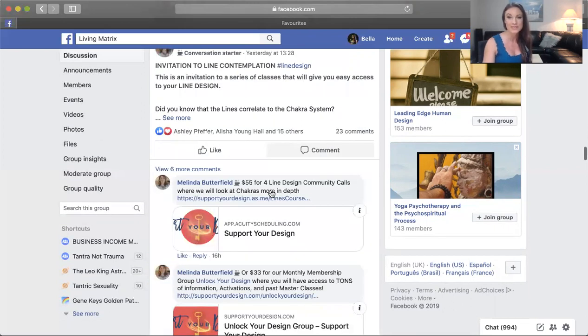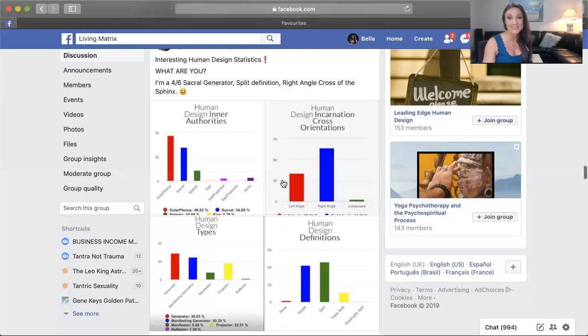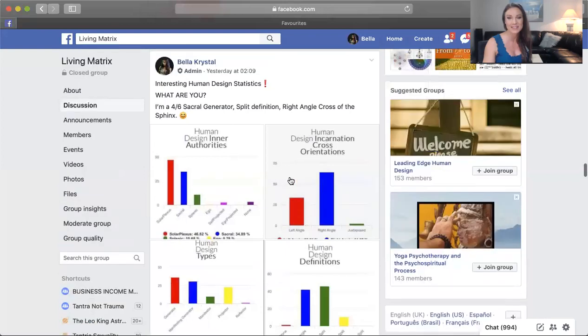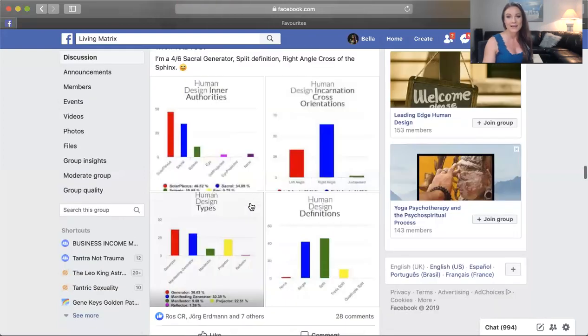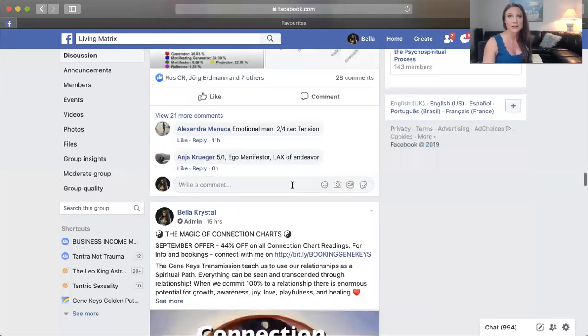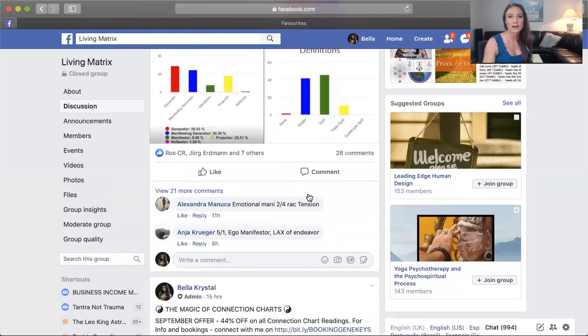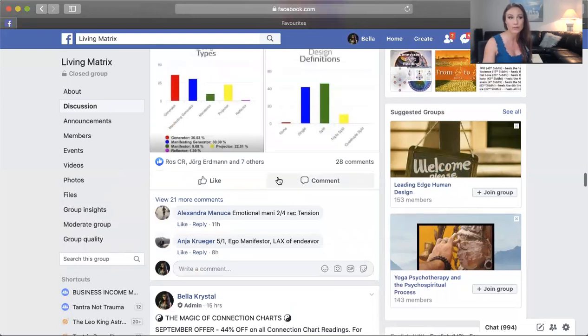Here I was posting about some statistics. I think it's interesting to see the people that I work with, and often they're harmonic lines to me. So I'm a 4-6, so often I work with 4-6s, or I work with 1-3s, because those are harmonics. It's the lower trigram 1-3, and then the higher trigram is 4-6. There's a resonance there.